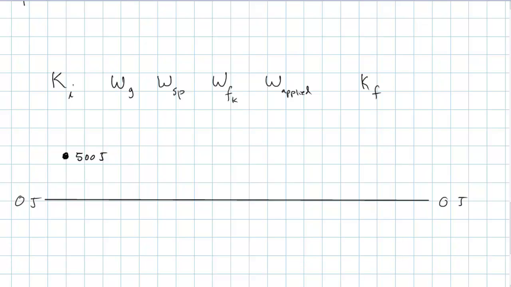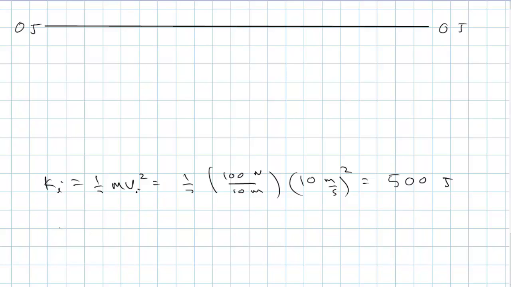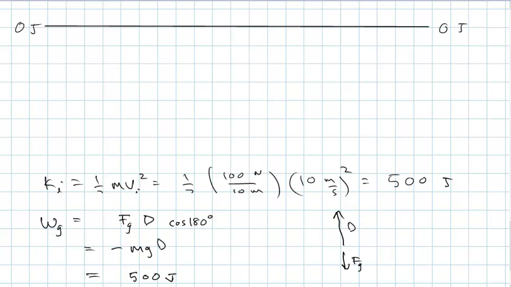The work done by gravity. This time we do have work done by gravity. It's the force of gravity times the distance times the cosine of the angle between them. In this case, the block is moving up, but the force of gravity is down. So we're going to get a cosine of 180 degrees. Negative mgd, negative 500 joules.